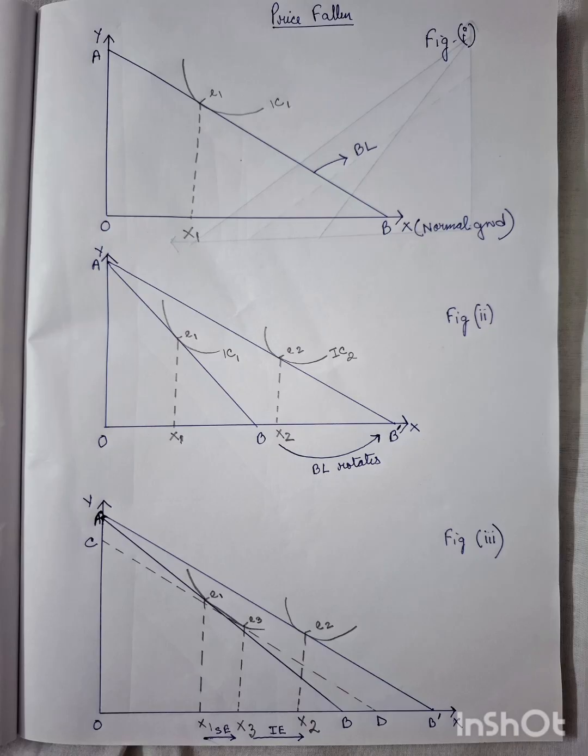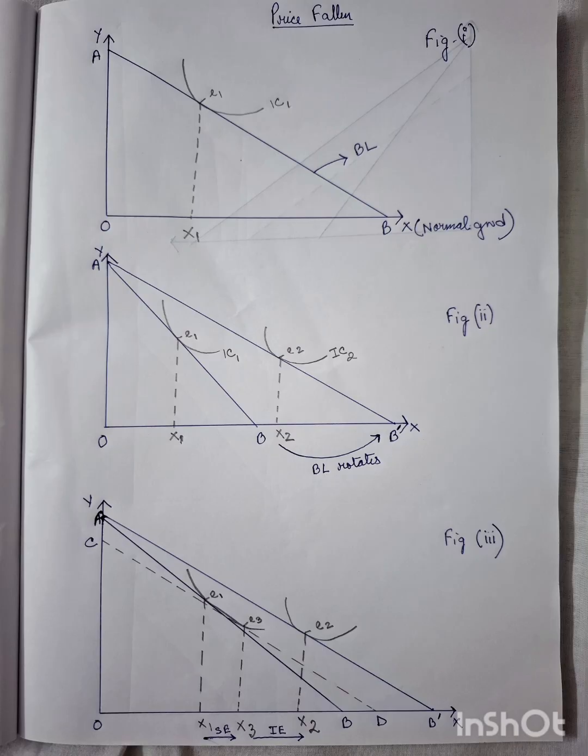If you can see, there is another budget line drawn as CD. This is known as the compensated budget line. How to explain it: suppose we have asked the consumer, the price has fallen, now you can consume more, but I am going to take away the amount of money that you are saving due to the fall in price.